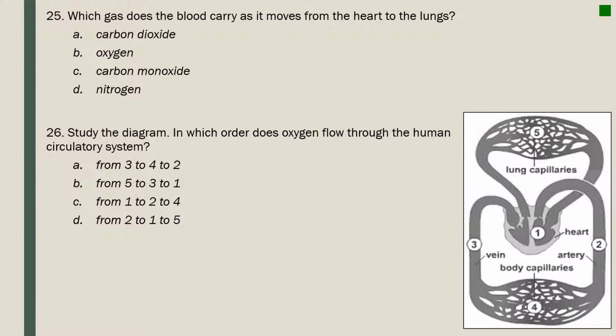26. Study the diagram. In which order does oxygen flow through the human circulatory system? A. From 3 to 4 to 2, B. From 5 to 3 to 1, C. From 1 to 2 to 4, D. From 2 to 1 to 5.